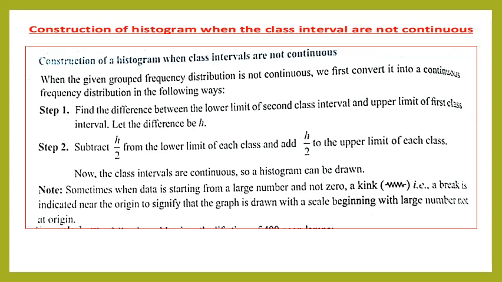Note, sometimes when the data is starting from a large number and not zero, a kink, a break is indicated near the origin to signify that the graph is drawn with a scale beginning with a large number, not at origin. So we are using the kink mark which is given in the slide inside the bracket for such cases.